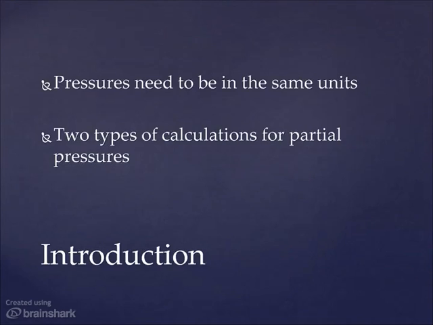And just to go through a couple of points for the different calculations for partial pressure. Pressures do need to be in the same units. So let's say you have a pressure in torr and another pressure in atmospheres. You need to make sure that you get both of them, preferably to atmospheres, so that you're then able to do the calculation that you need to do. And with partial pressure, there are two different types of calculations that we're going to deal with, which I'll show you right now with two different examples.